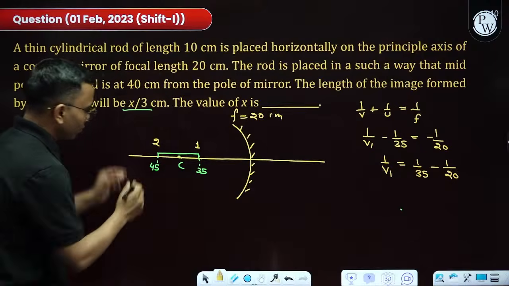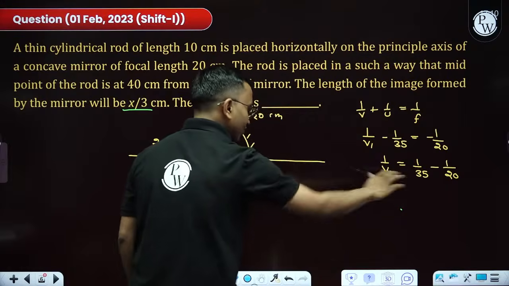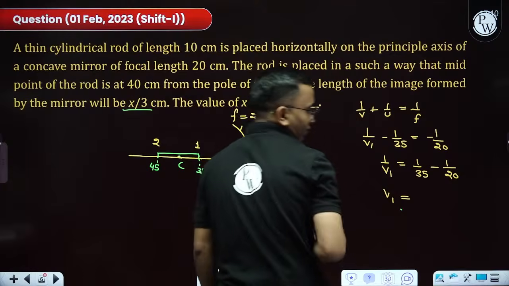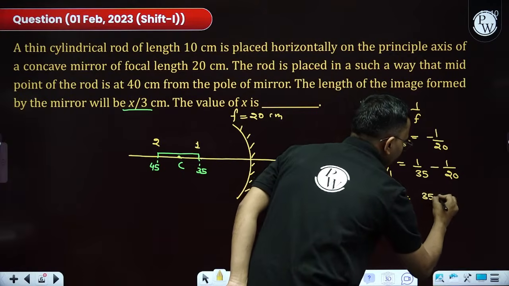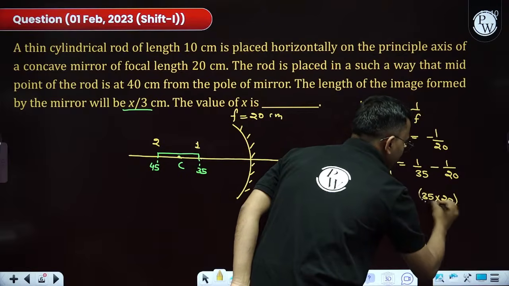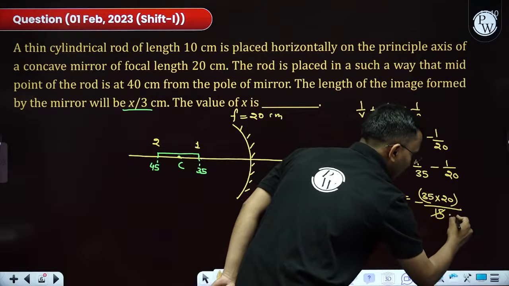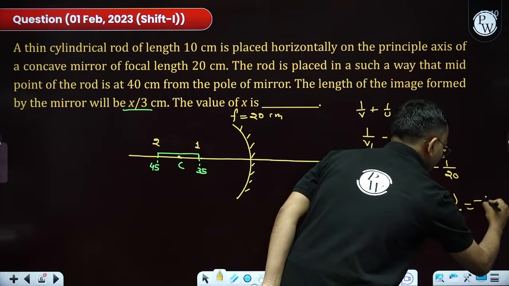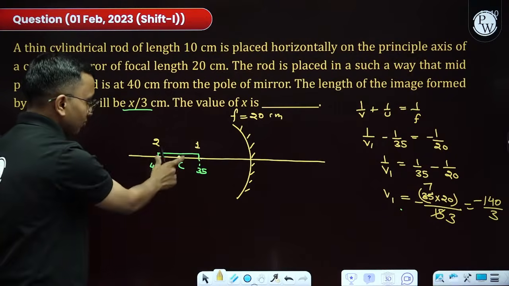Now write V2 for this second. This was for V1, from here I will get V1. Let me write what is the value of V1 from here. I can say this is 35 into 20 divided by 15 with a negative sign. 5 into 3, 5 into 7. This is minus 140 divided by 3. This is my V1. Now same thing for V2.